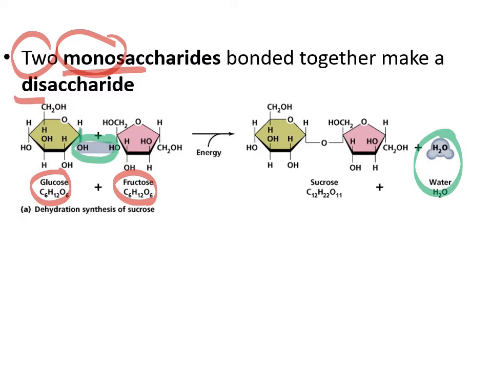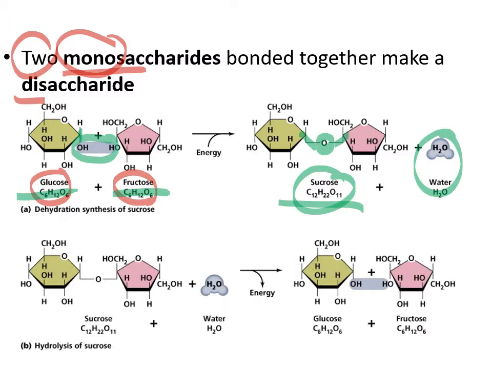1, 2, 3, 4, 5. Carbon number 5 on the fructose are going to end up bonded together through this oxygen here. So this bond here is called a glycosidic linkage, and it holds those two monomers together. The name of that particular disaccharide that's made up of a glucose and a fructose is sucrose, sugar. Table sugar is commonly what people would call it.